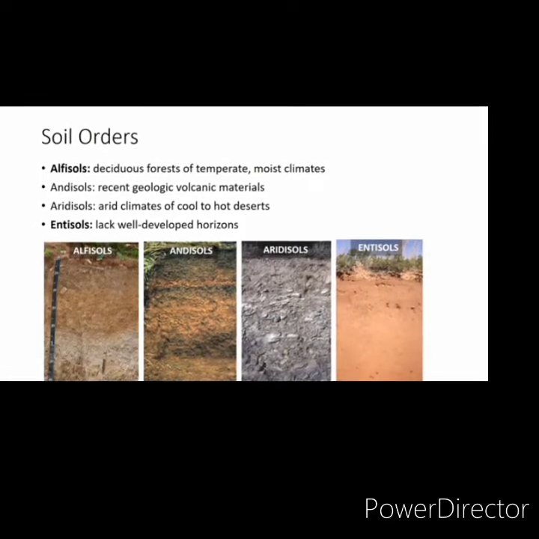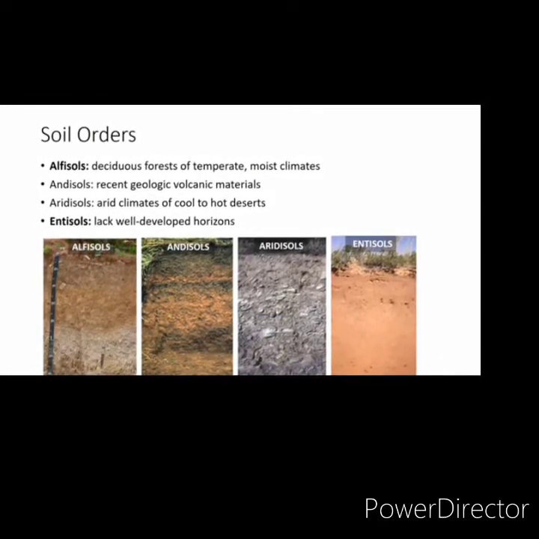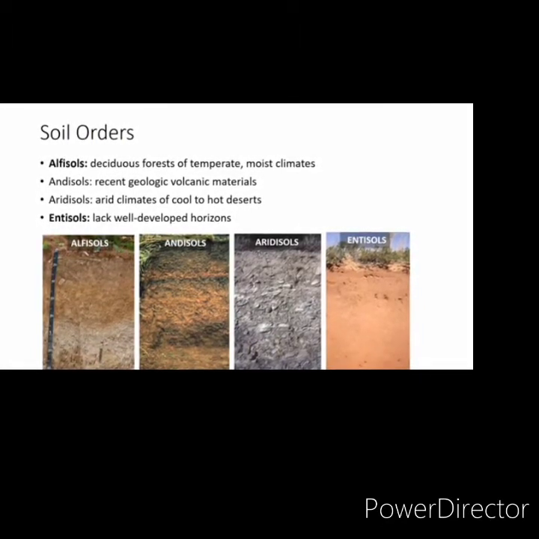Surface horizons may be acidic. Alfisols are generally good agricultural soils and constitute about 13% of U.S. soils, especially in north-central states.